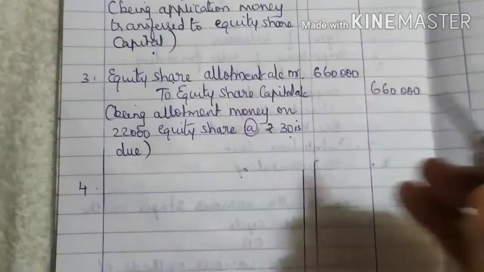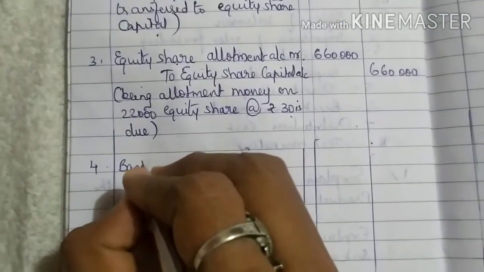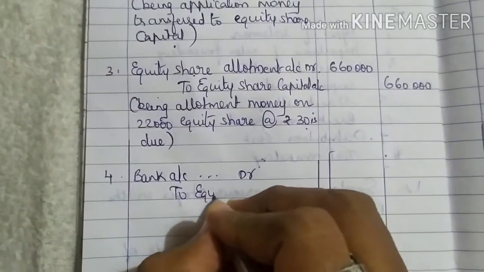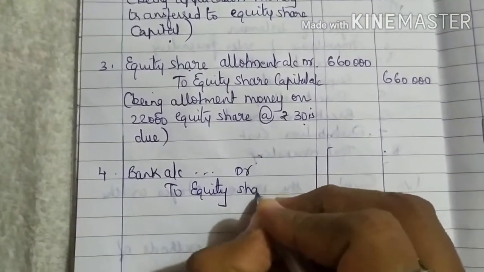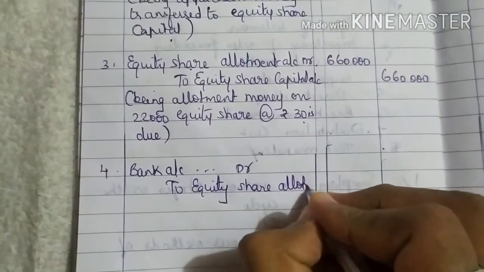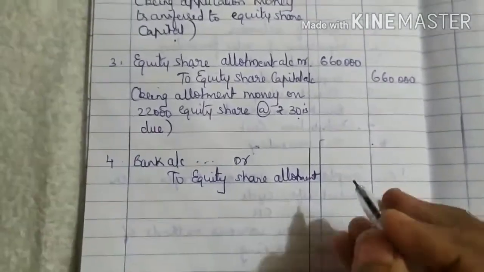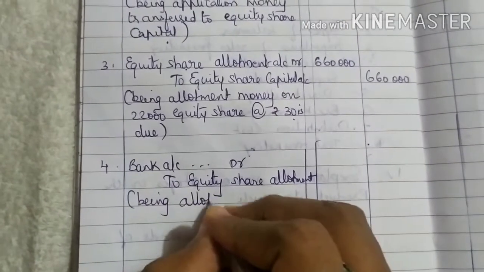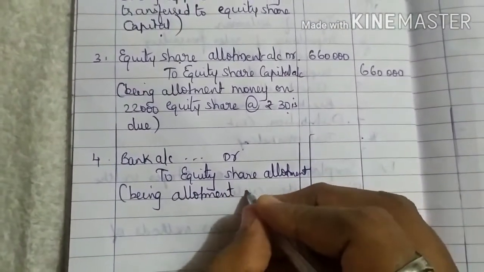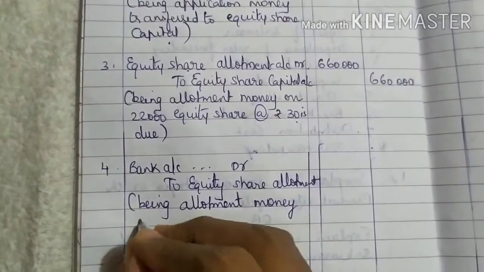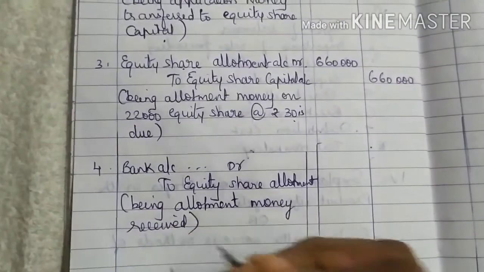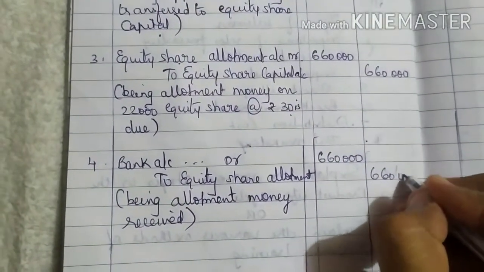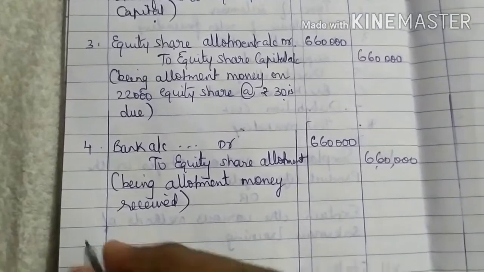Now this amount you will be receiving. So bank account debited to equity share allotment account, being allotment money received. We have received the money of allotment. The amount is 6,60,000.